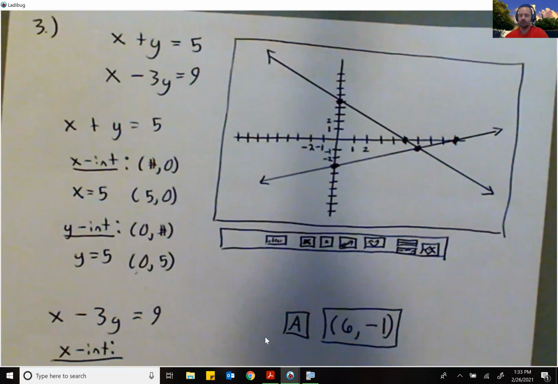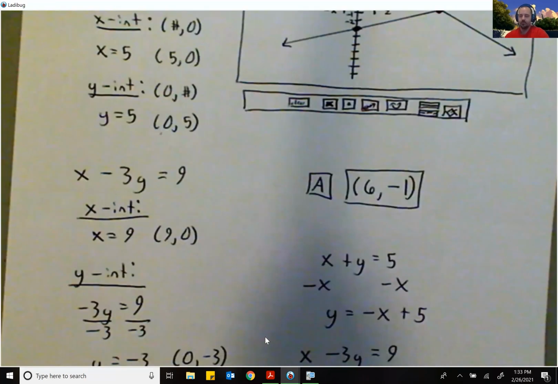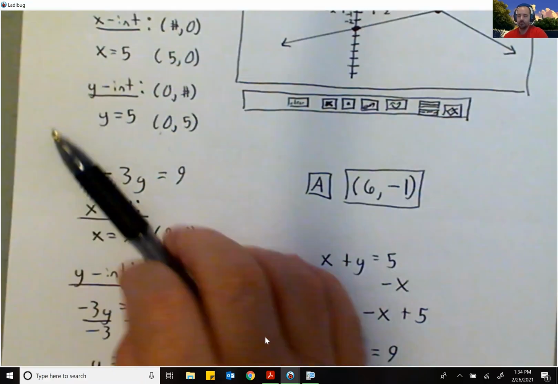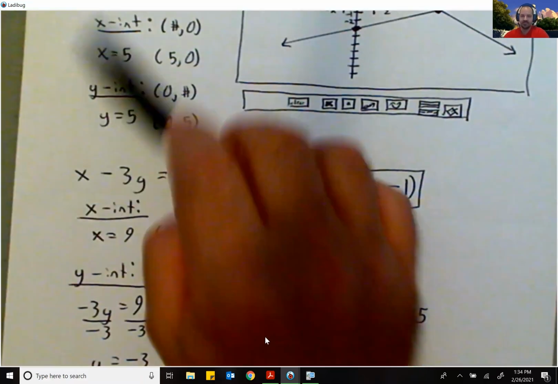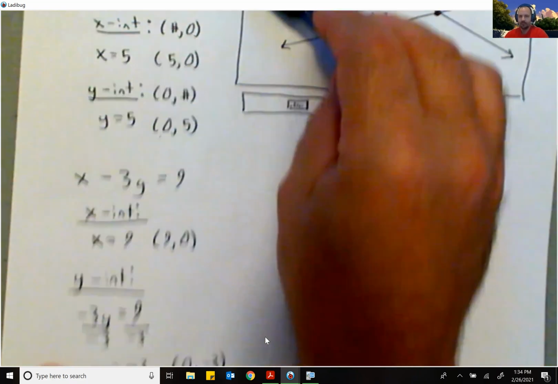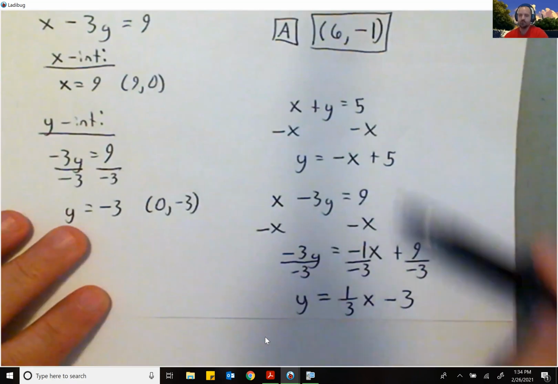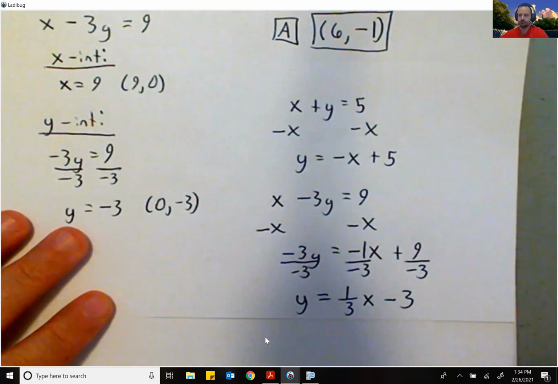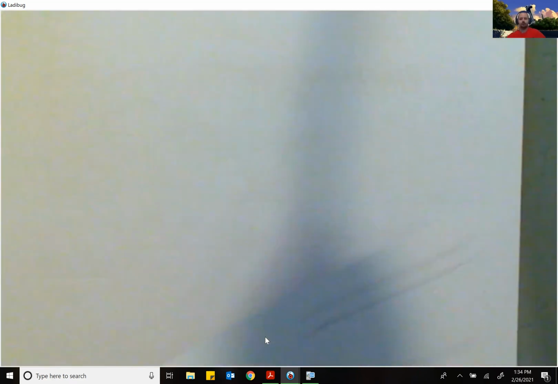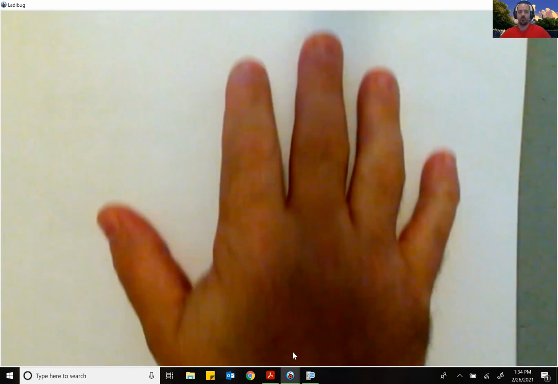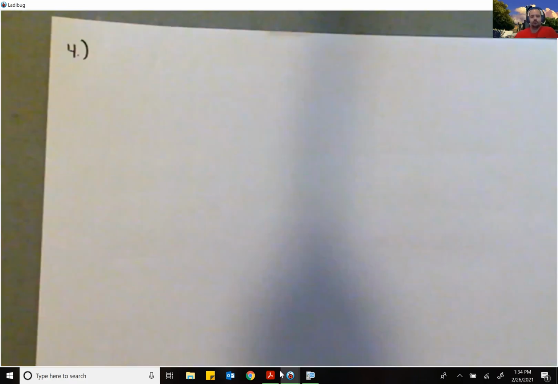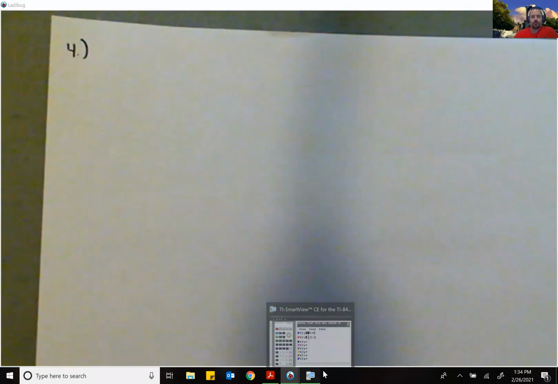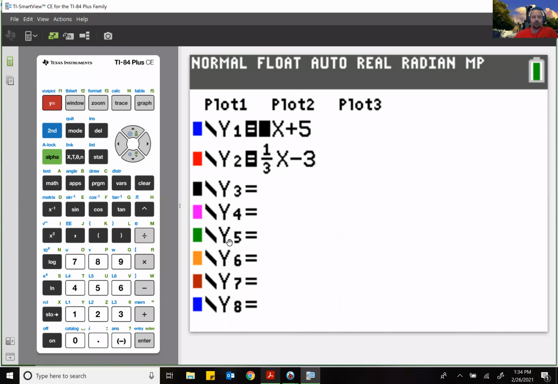So I showed you 2 different methods there. You can graph it using intercepts because it was in standard form, or you can convert it to slope intercept and use your calculator and have it help you graph. All right, number 4, unless there are any questions. Cool. All right, wrong one. There we go. Number 4.